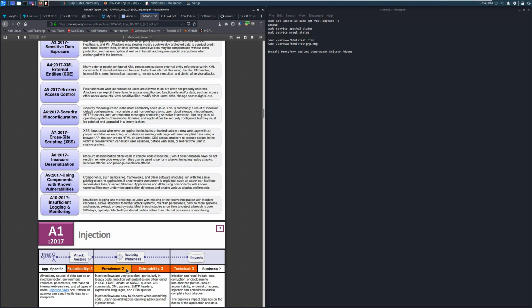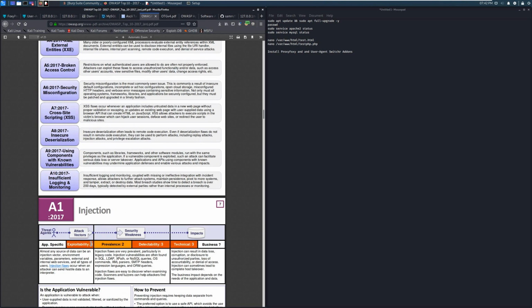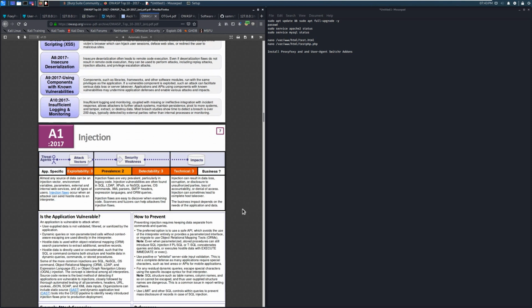Prevalence, if you don't know what prevalence 2 means, you can just check it out here. And it means that it's quite common. It's not widespread, it's not uncommon, it's just common. So here you can see the legend, so to say, or explanation of the numbering. So that's pretty much all for OWASP Top 10.